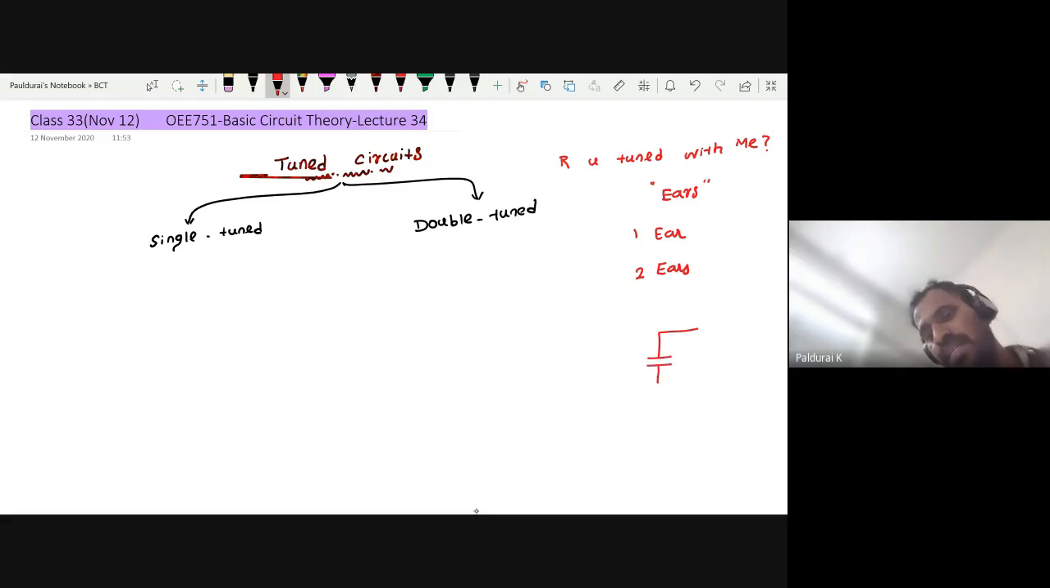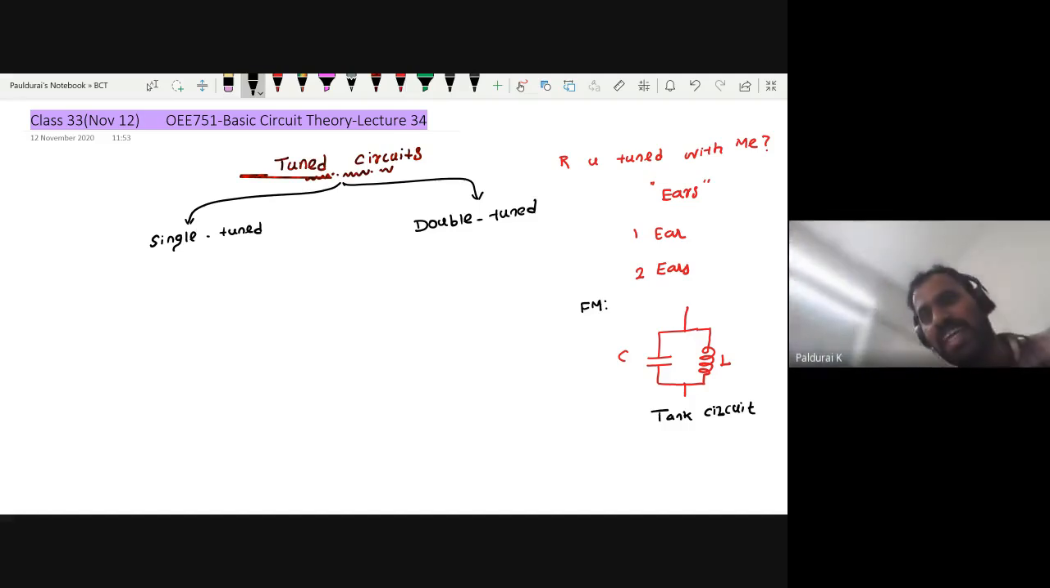What do you mean by tank? This is a parallel combination of capacitor and inductor. Okay, this is very interesting. The circuit, from the communication point of view, finds a lot of applications. One application is your FM. Actually, in your FM, if you are having any FM in your home, just try to open it. Okay, inside you can find this tank circuit.